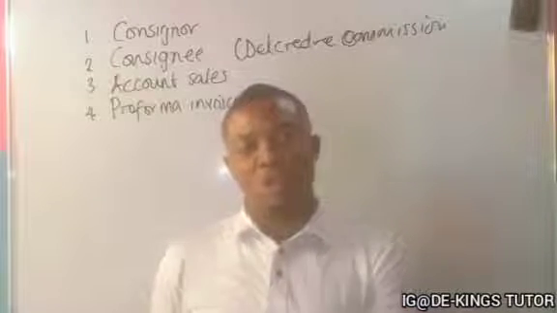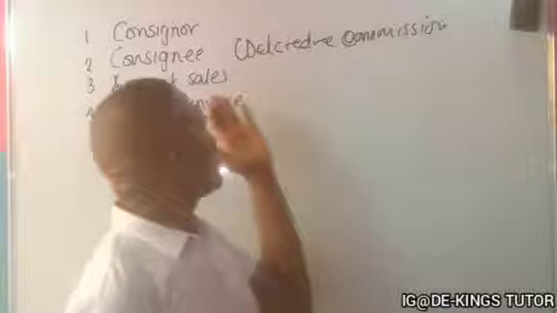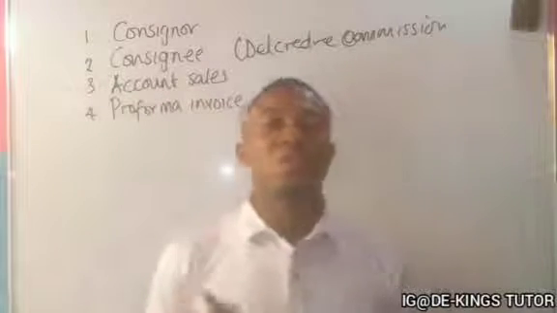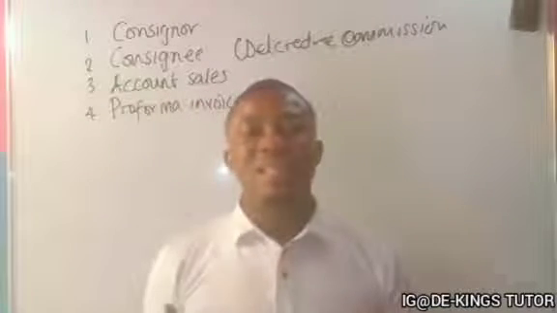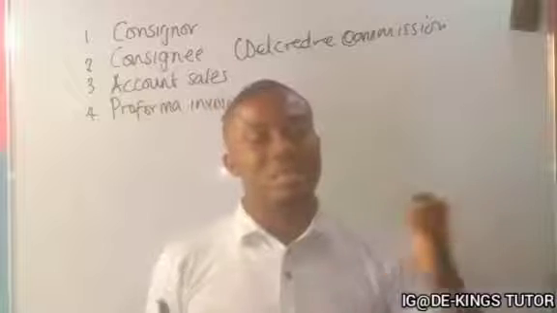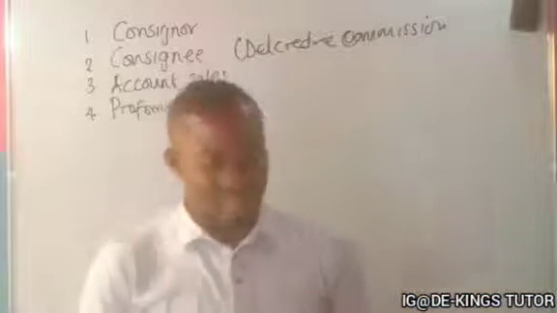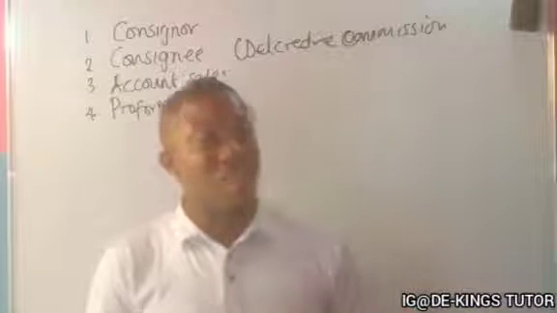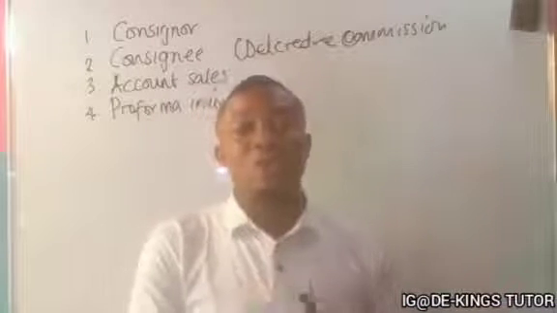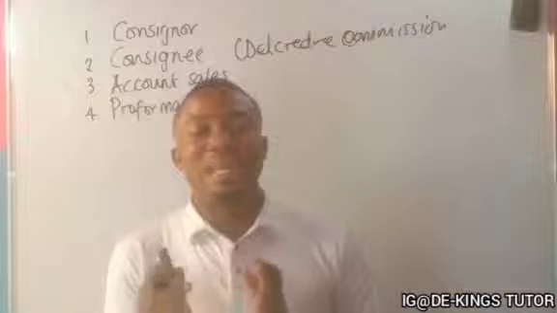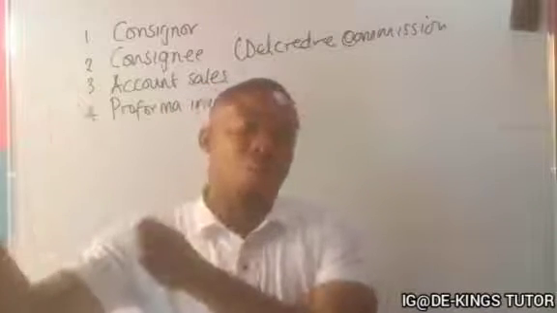Okay, now the account sales refers to a periodic statement sent by the consignee to the consignor that comprises the sales he has made, the expenses he incurred, the commission he has received, and the balance that is due to the consignor. Now, what does this mean?